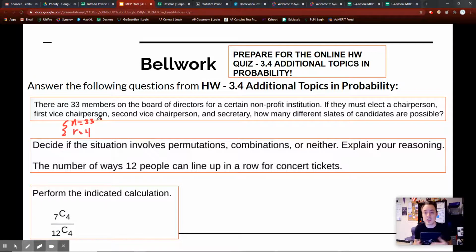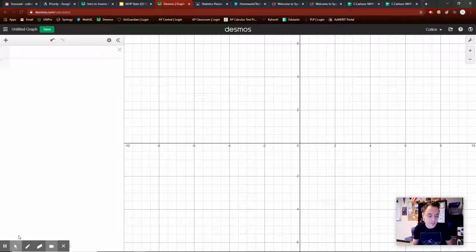Now the real question is, okay, is this nPr or nCr? Since it is ranked, vice president, secretary, chairperson, and so forth, it's going to be permutations, nPr. Permutations is where order matters. Combination is where order does not matter, okay? So that means I'm going to do permutations. So 33 P 4. Let's go to Desmos real quick. 33 P 4, how do I do that? I do nPr and then 33, comma 4.